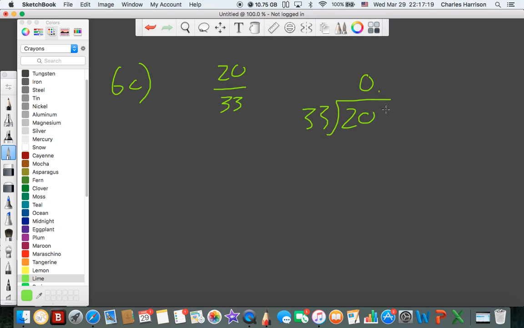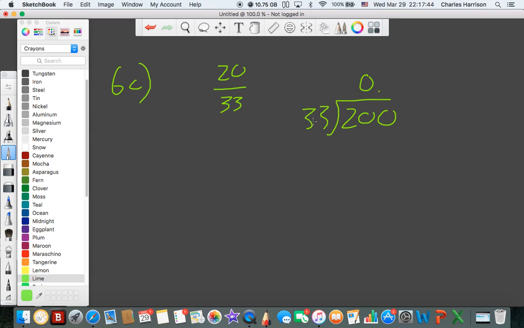We put a decimal here. We add a 0 there. How many times does 33 go into 200? Well, if I round down to 30, I have something that is more easily managed. So 30 times 6 would give me 180. 30 times 7 would be 210, right? I'm using my times tables.